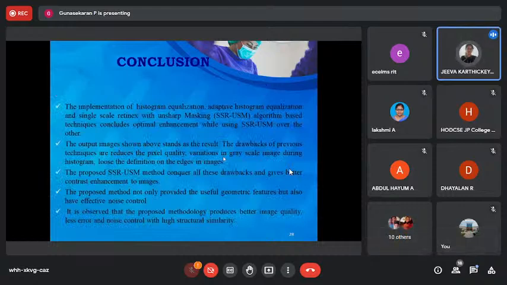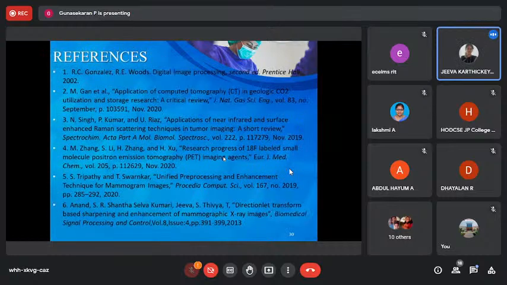As the conclusion, the proposed SSR USM method overcomes all the drawbacks and gives better contrast enhancement. The proposed method provides useful geometric features and also has effective noise control compared to the AHE and the CLAHE method. It also provides better image quality, less error, and noise control with high structural similarity. So these are the references.